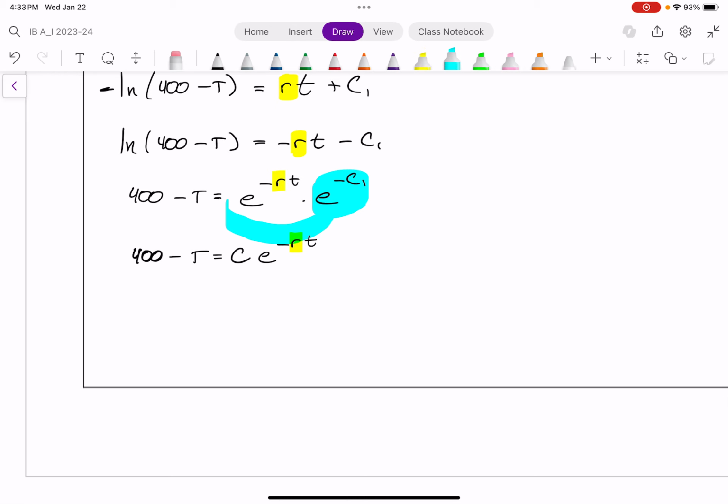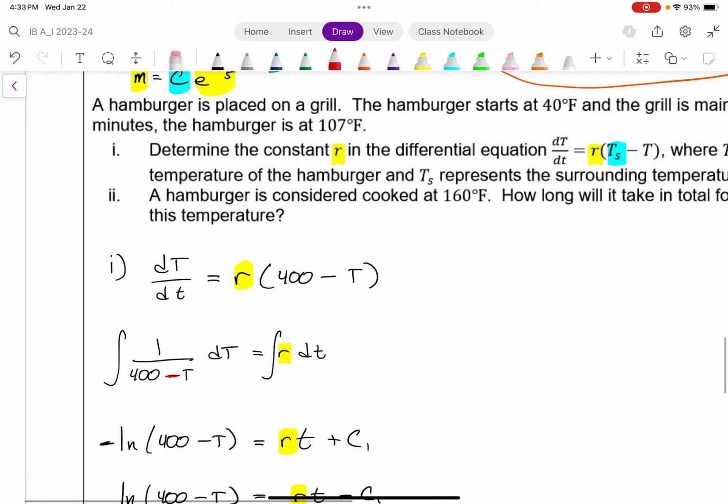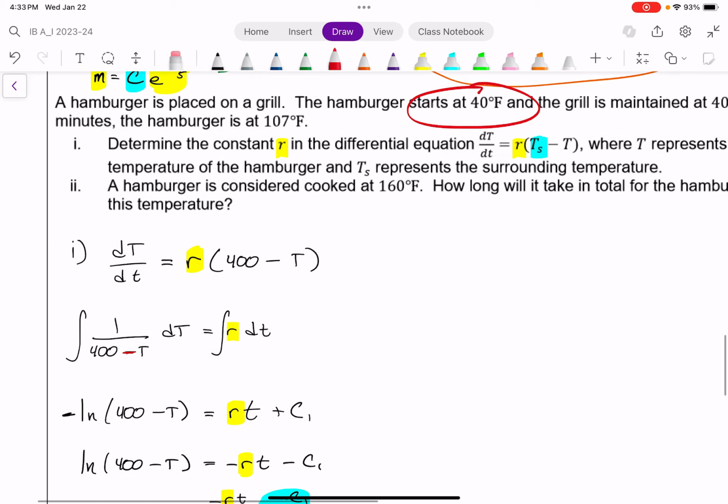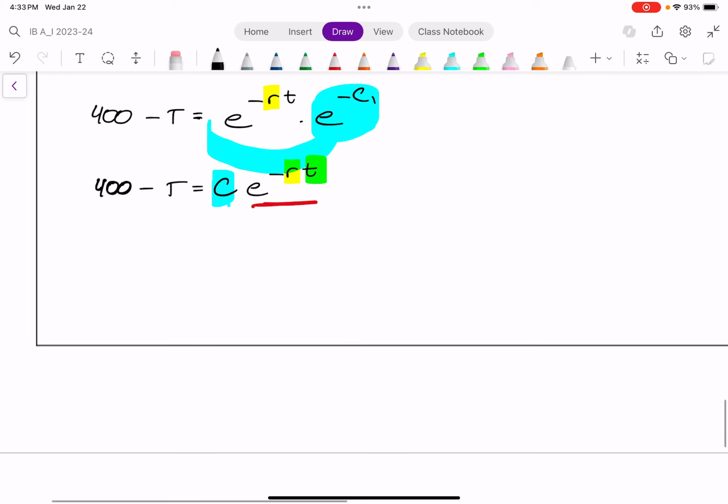Okay, so what is C? It's not quite the starting temperature here, but we can still figure out what it must be, because at time 0, we make this time 0, then all of this becomes 1. And at time 0, that means, what do I have here? T, remember, is the temperature of the hamburger. At time 0, it tells us the hamburger starts at 40 degrees. So I'll make a little note here. At t equals 0, T equals 40, which means C, at the start, C must be 360.